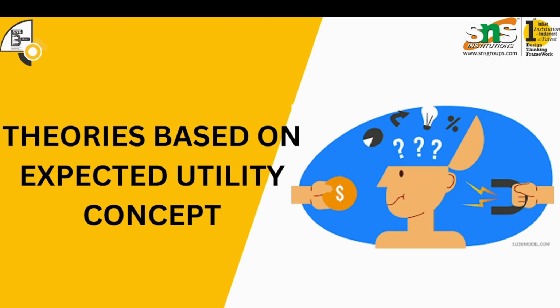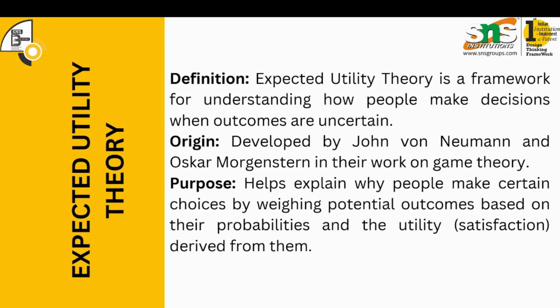In this video, we will discuss the different theories based on the expected utility concept. The first theory is expected utility theory. Expected utility theory is a framework for understanding how people make decisions when outcomes are uncertain, based on what they expect. If I believe that something is going to happen and I make a decision out of it, then this theory is going to give me a framework on how this process works.